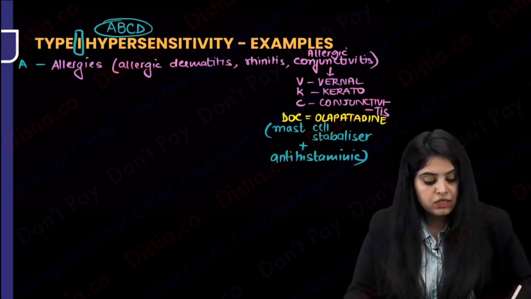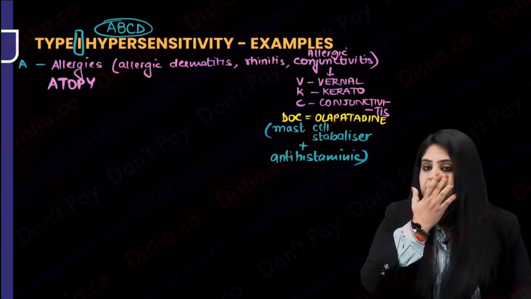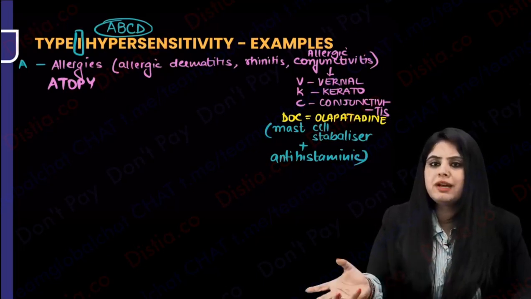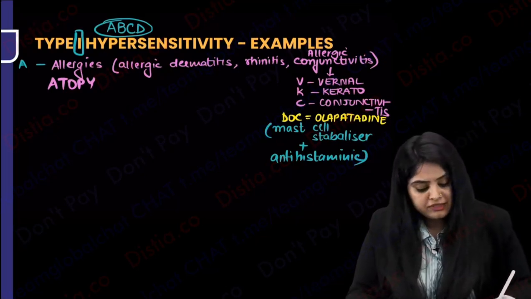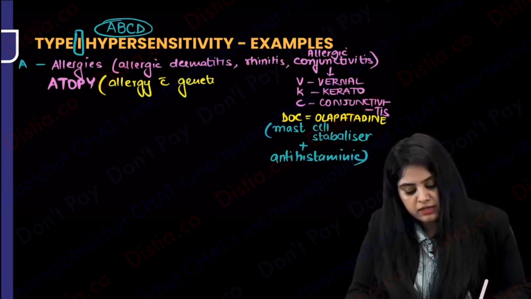Have you also heard that sometimes allergies run in the family? Allergies run in the family. Like you will say that father also has peanut allergy, daughter also has, or mother also has egg allergy, daughter or son also has. Suna hai na? That is basically meaning that there is allergy with a genetic determinant. Allergy with a genetic determinant, that is known as atopy.